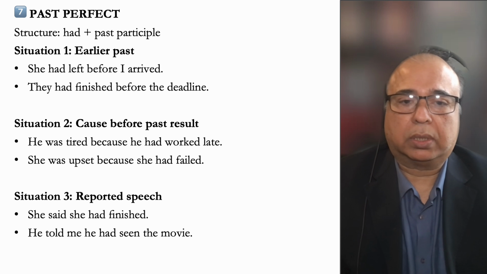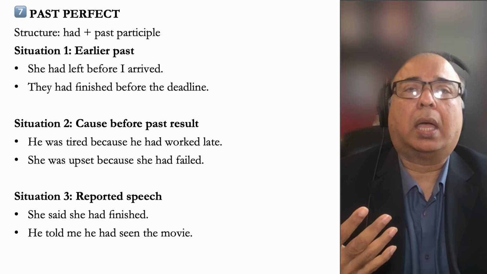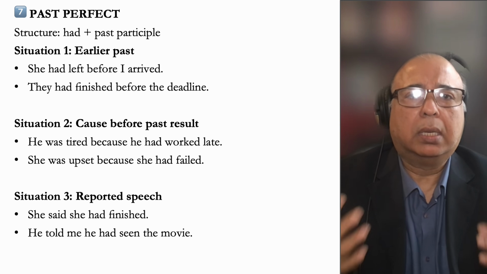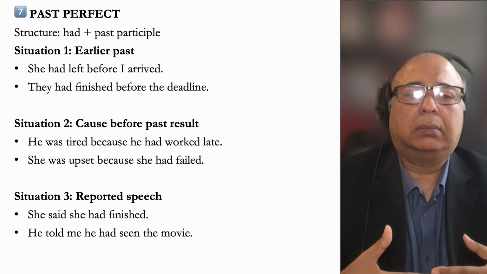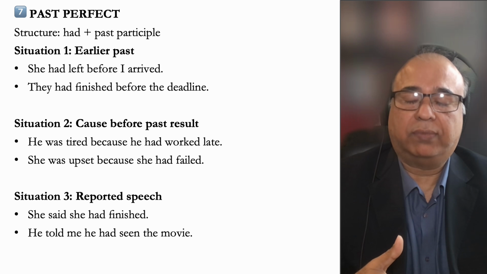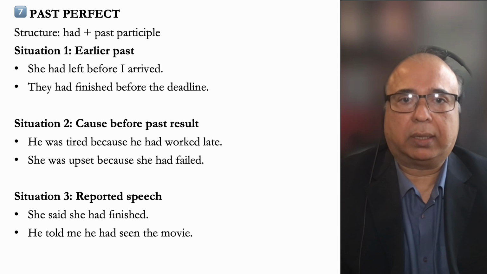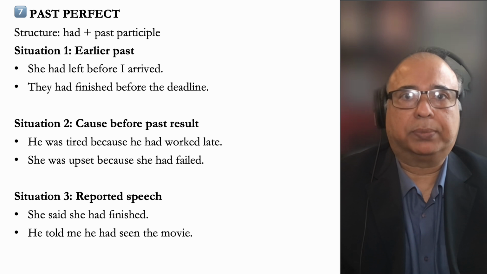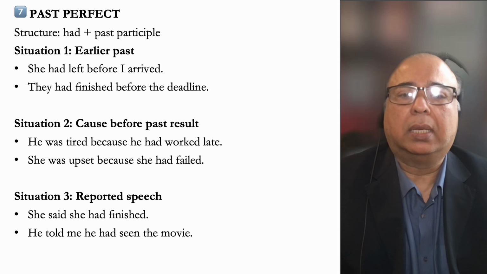The second situation is cause before past result. He was tired. You see somebody, a friend, and they're really tired, and you say, what happened? Are you okay? Well, I'm tired. He was tired because he had worked very late into the night. He had worked late. She was upset because she had failed. She failed an exam. So she is very upset. She's upset, hurt, sad, maybe angry. I failed the exam. She was upset because she had failed.